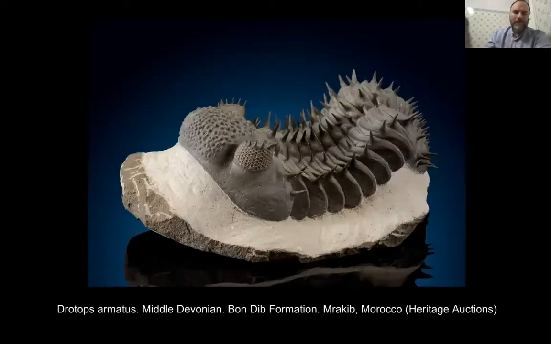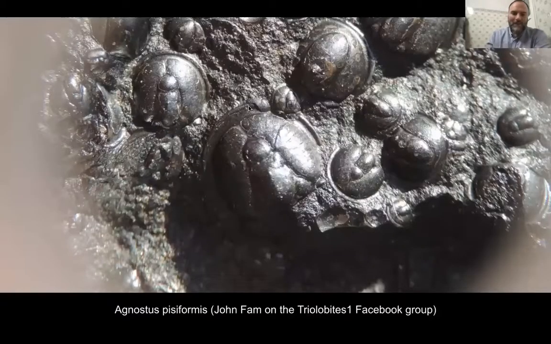And then the Drotops. There's a couple different species of Drotops, but this one is the armored variety. And it's got spikes on top of its eyes. It did not want to get eaten. And on the other end of the spectrum is the Agnostus. You remember when I was saying earlier, I showed the different growth stages, including the nymph stage. This is the adult form of this trilobite, but it looks like the nymph stage of some of those other ones.